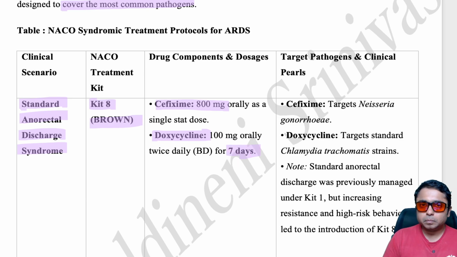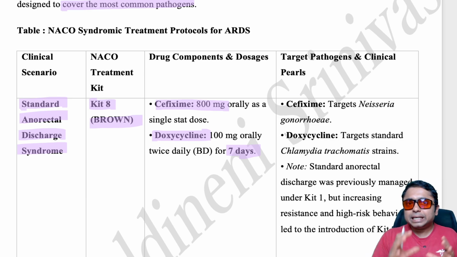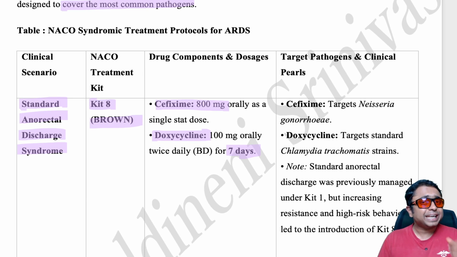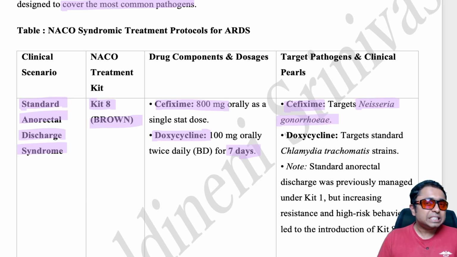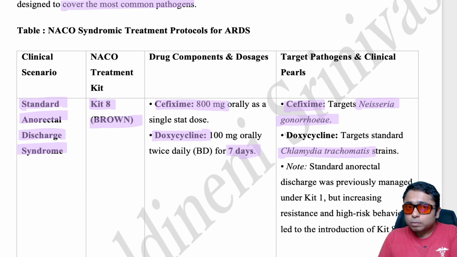What are those? Tablet cefixime 800 mg, tablet doxycycline 100 mg orally given twice daily for a period of 1 week. Right. And if you see this carefully, you can observe one very important point, that if you remember, kit number 1 is having medications which are going to cover the same organisms. So kit number 1 was having cefixime, which is targeting Neisseria gonorrhoeae, but instead of the doxycycline, kit number 1 had azithromycin 1 gram, only one tablet, that is going to target the chlamydia. But here that azithromycin is replaced with doxycycline.